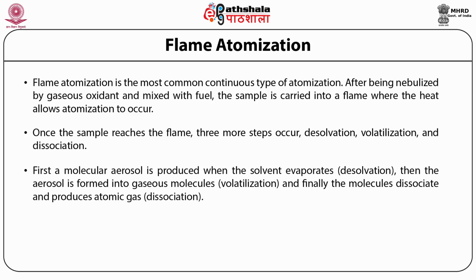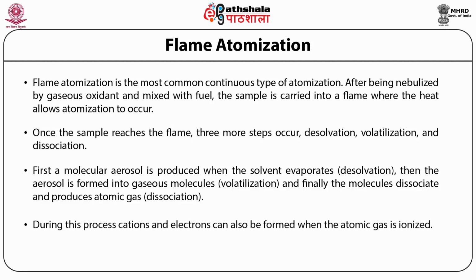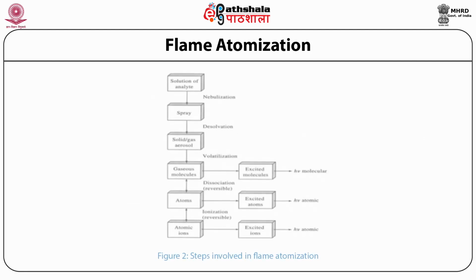First, a molecular aerosol is produced when the solvent evaporates, that is dissolution. Then the aerosol is formed into gaseous molecules, which is volatilization. And finally, the molecules dissociate and produce atomic gases, which is dissociation. During this process, cations and electrons can also be formed when the atomic gas is ionized. These are the steps involved in flame atomization.